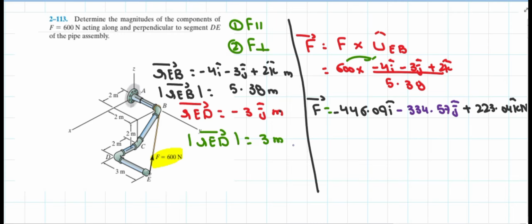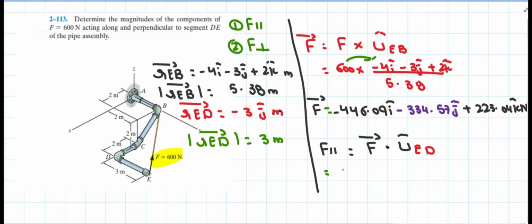Now, if I am interested in finding the parallel component of force F acting along the DE segment, I am going to take the dot product. We know that the vectorial form of the original force F, dotted with the unit vector, gives us the parallel component of force F acting along the DE segment. The unit vector in this case is the unit vector of ED, which is the position vector of ED divided by its magnitude. So let's start the multiplication.